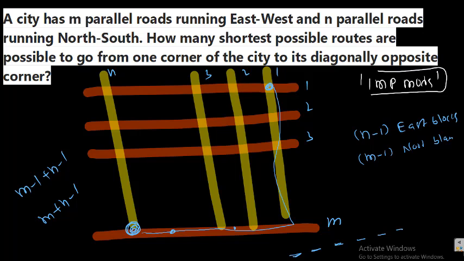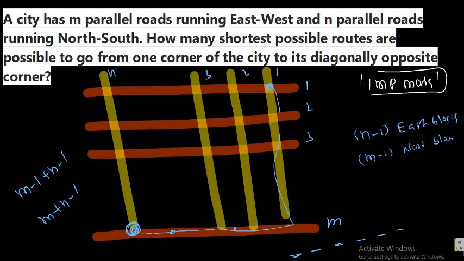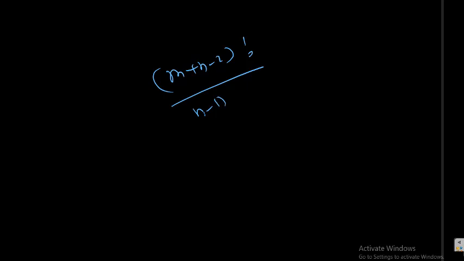Now I want fill these m plus n minus 1 blank with these n minus 1 e's and m minus 1 nots. How many ways I can say? One of the method I will write, one of the way what I can say, m plus n minus 2 factorial by n minus 1 factorial into m minus 1 factorial. So this is the answer. These many routes possible. This is the answer for the problem.